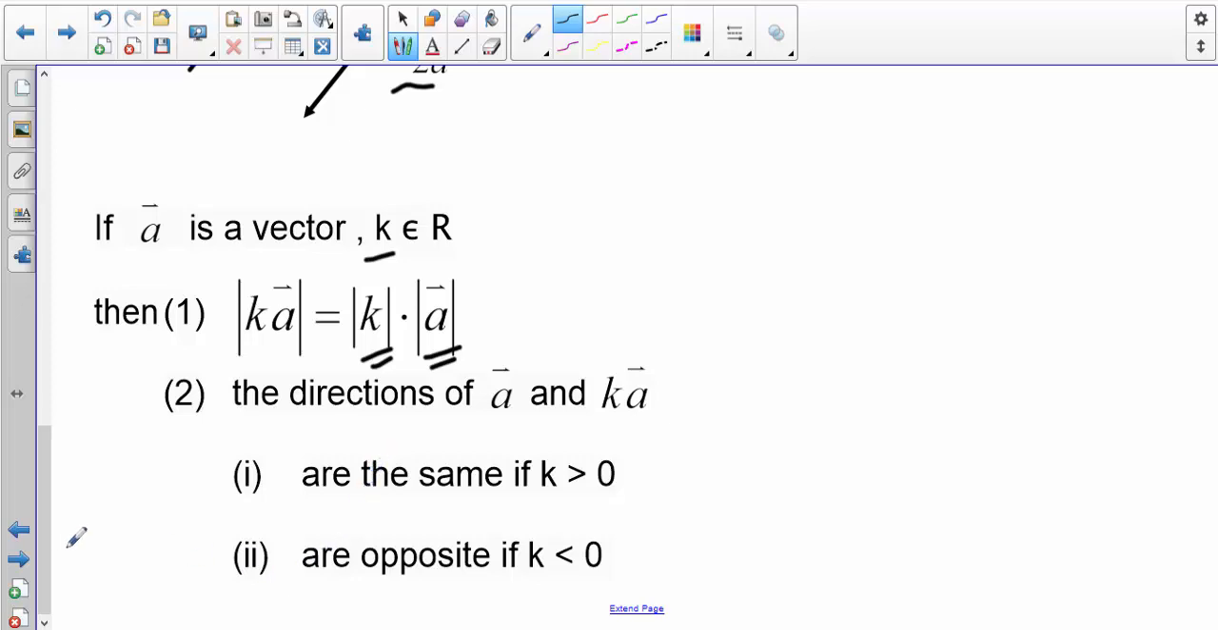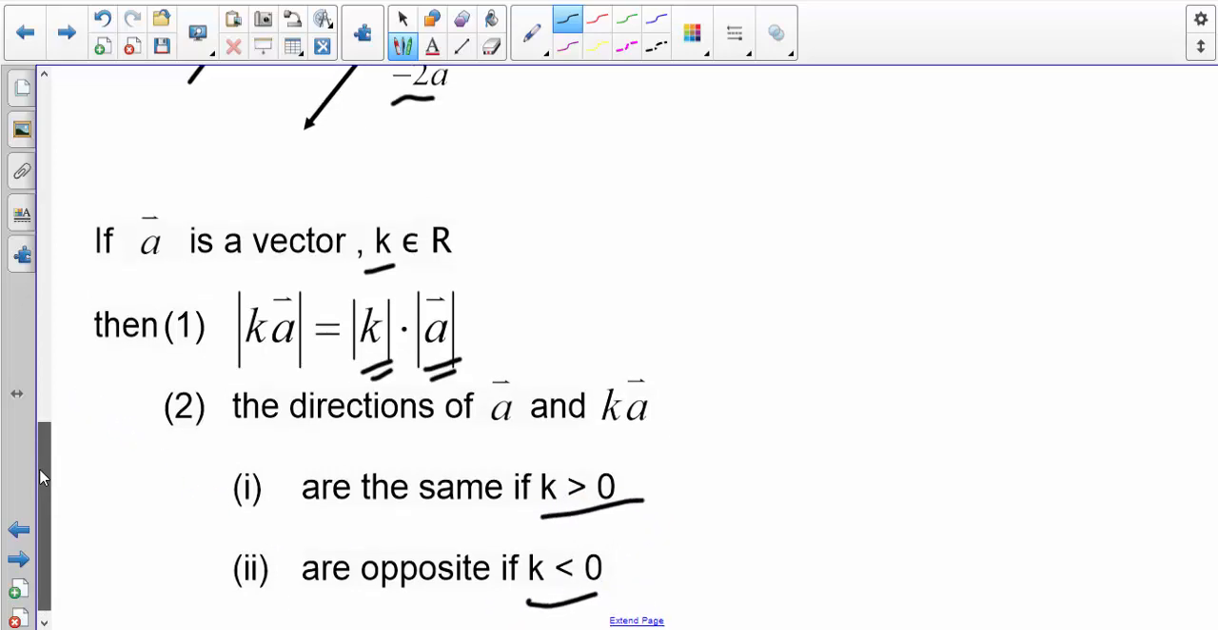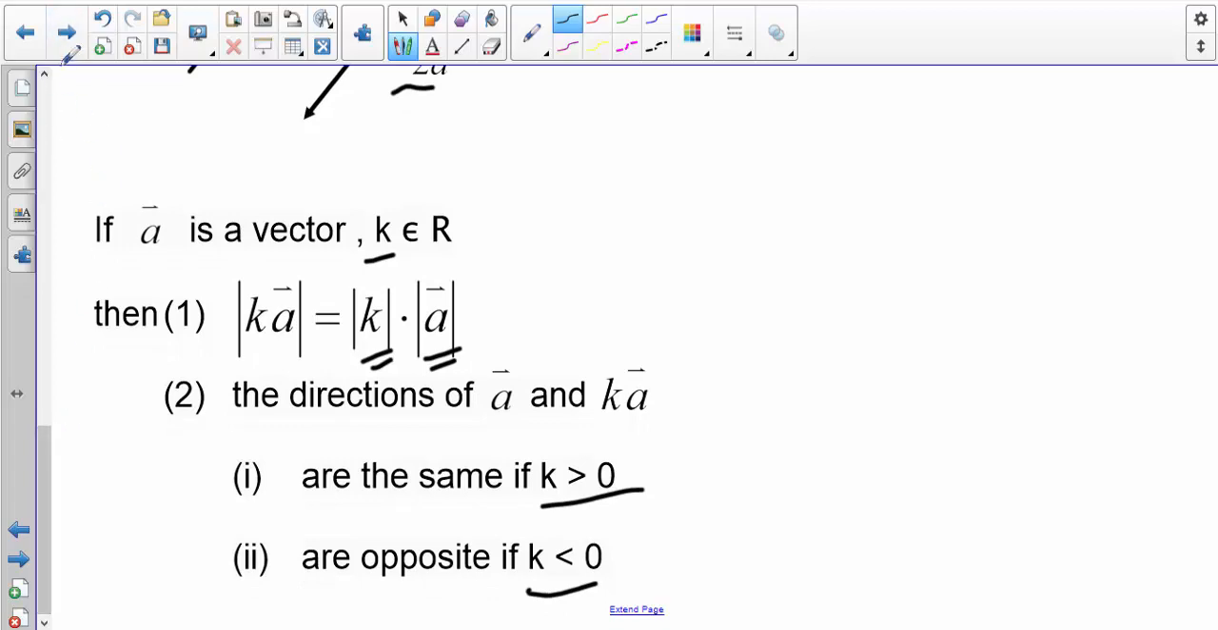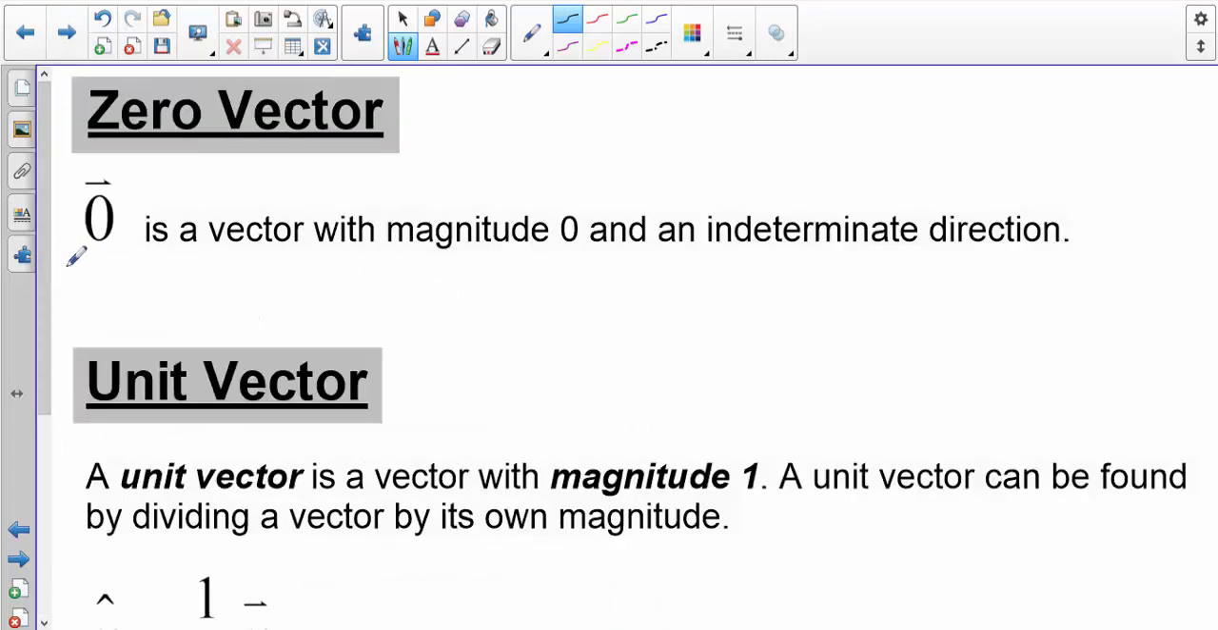So that should hopefully kind of be obvious. The directions of basically those are going to be the same if K is positive and opposite if K is negative. Again, that's pretty intuitive. Multiply by a negative number, turn it in the other direction. The 0 vector, again, almost goes without saying, but yes, the 0 vector is a thing that exists.